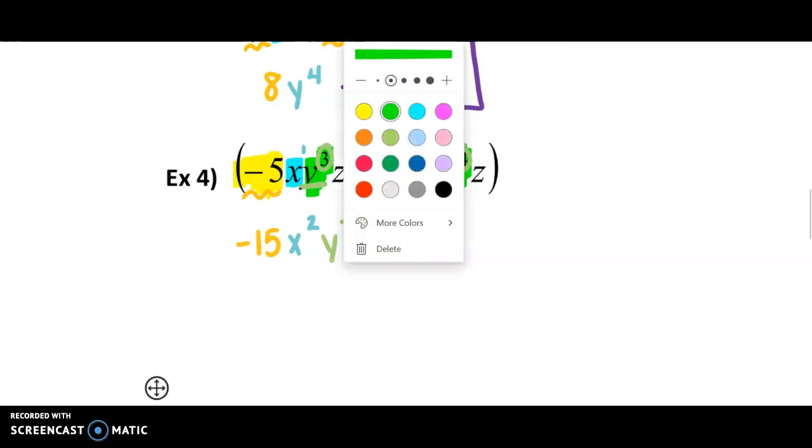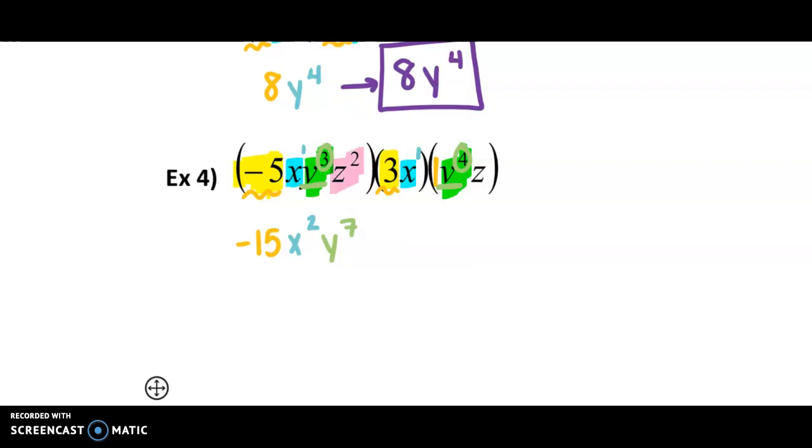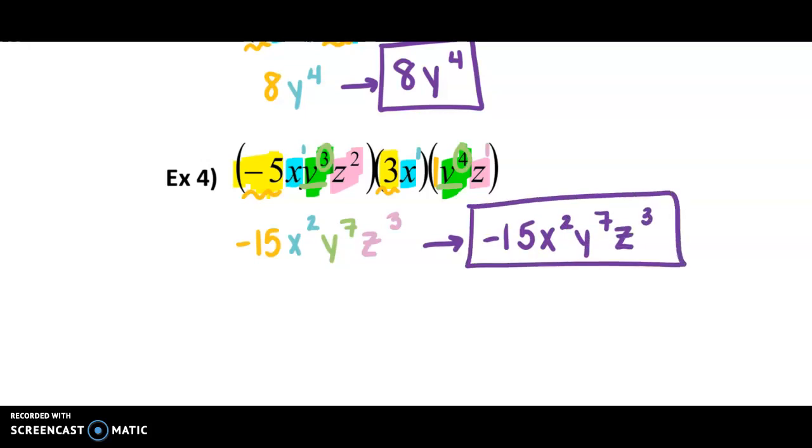The last one I can look at are my z's. I have a z to the second and I have a z. When you multiply them, remember just z is like z to the first. So 2 plus 1 is 3, so I would have z to the third. So when I go ahead and write all that out again, I would have negative 15 x squared y to the seventh z to the third. That would be my final answer for that one. That's combining all the terms that I can, combining all the powers, combining all the exponents.